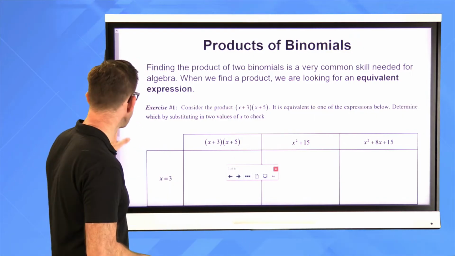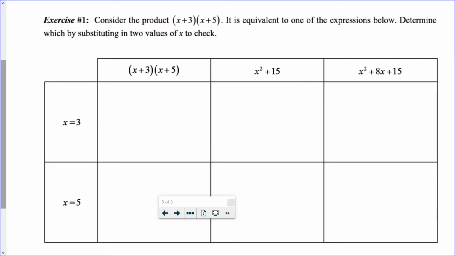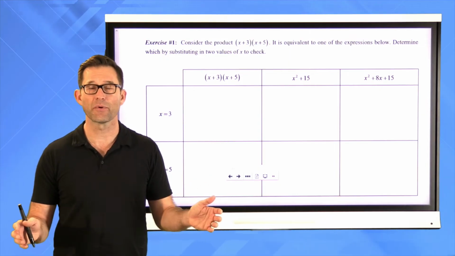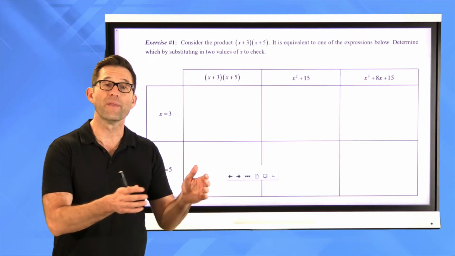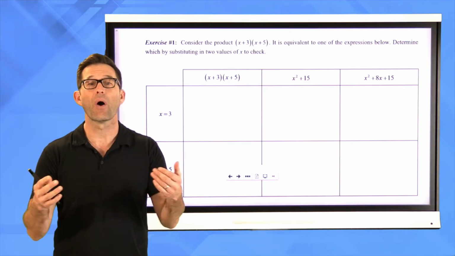So let's take a look at exercise number 1. Consider the product x plus 3 times x plus 5. It is equivalent to one of the expressions below. Determine which by substituting in two values of x to check. All right, so again, keep in mind what equivalent expressions are: two algebraic expressions that when you put in the same value of x to each one of the expressions, their values are equal.